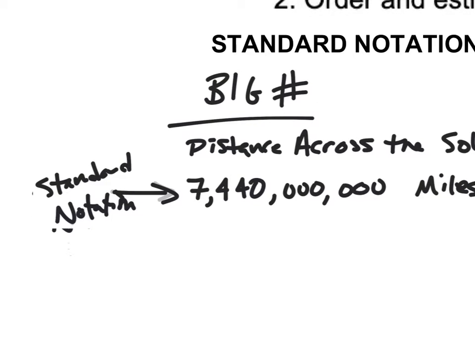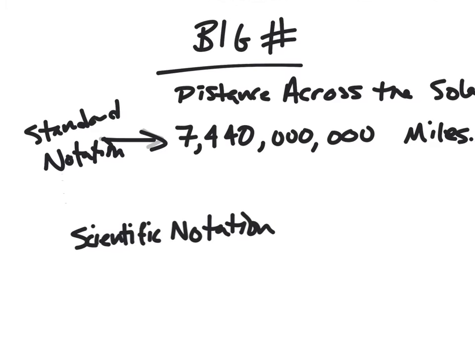But if I wanted to talk about something in scientific notation, okay, then what I would do is I would rewrite this as 7.44 times 10 to the ninth power, okay? And what I have here, if you've never seen this before, this might be a little confusing. You're like, how did this happen, okay? These two numbers mean the exact same thing, okay?